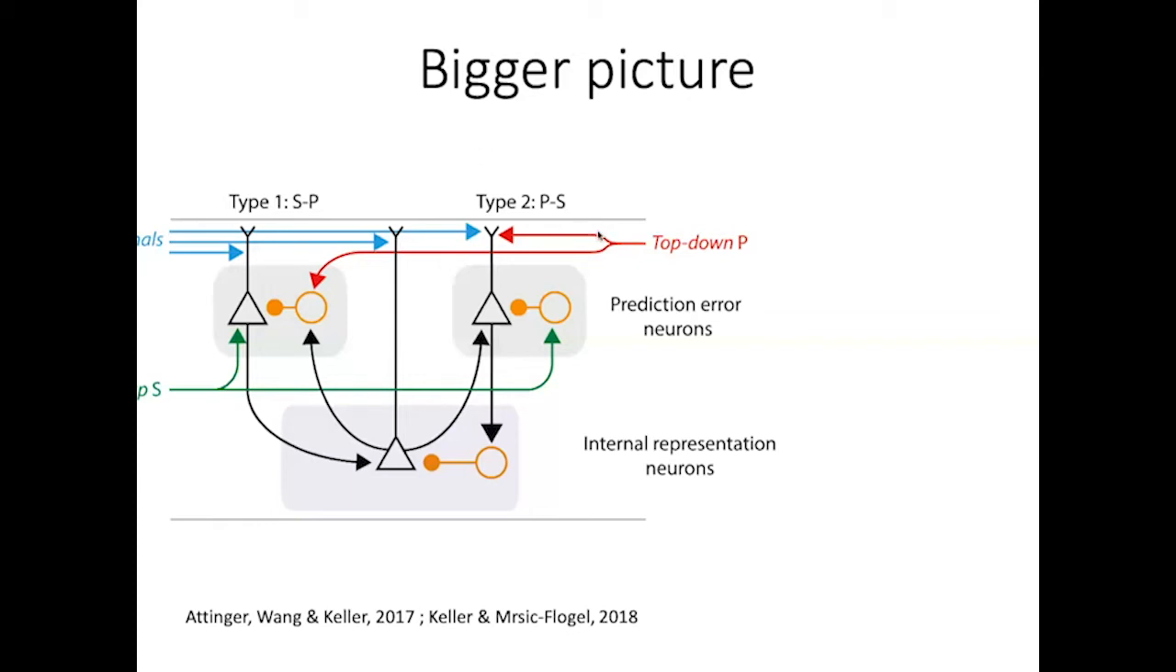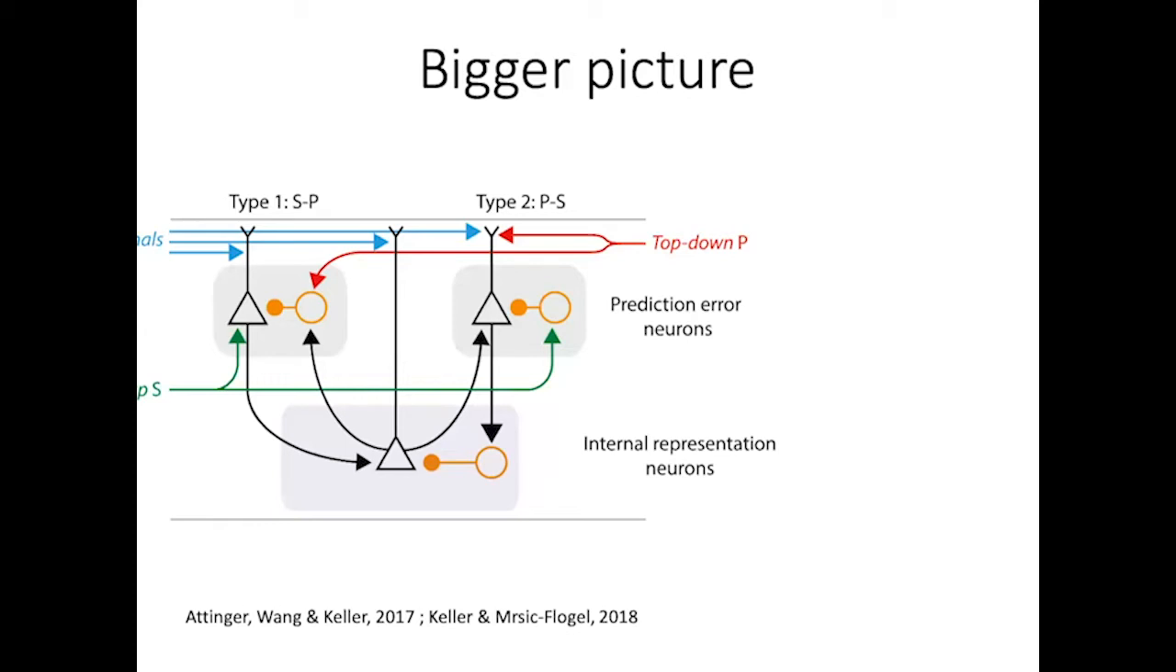And you have the other type of error signal, which is, if you excite the distal dendrites and then the bottom-up sensory input inhibits the neuron, then you're subtracting prediction, doing prediction minus input, right? So you have these two types of error signals. And then out here somewhere there must be an internal representation, because you can't only have predictions.